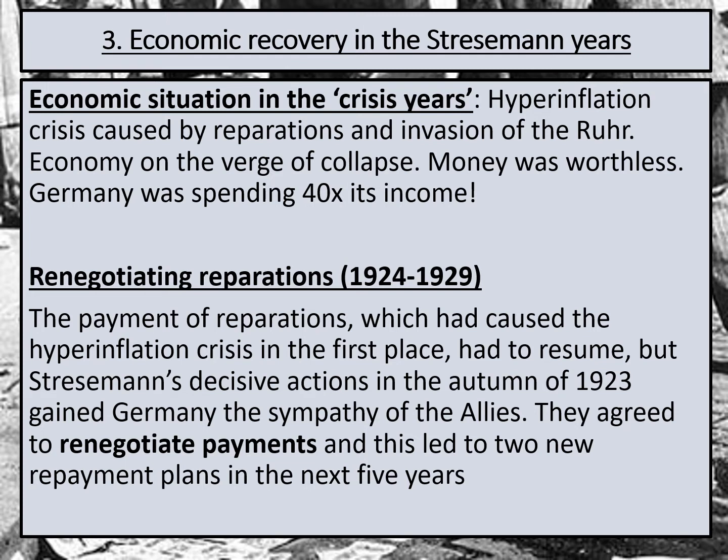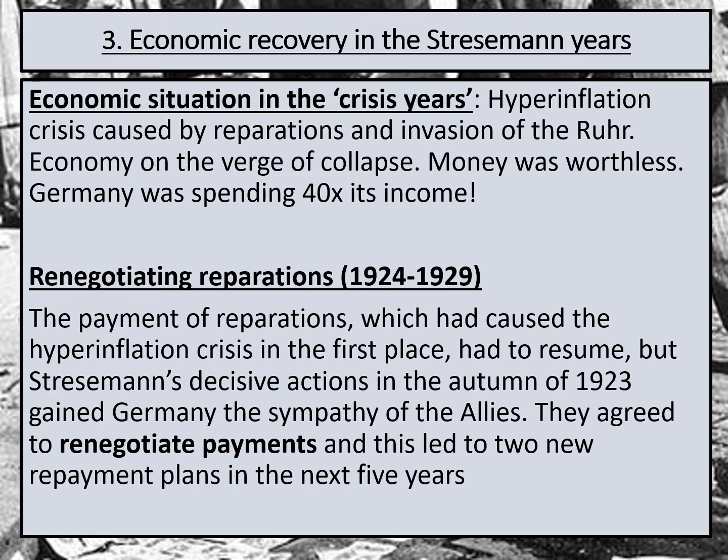The government ordered the workers to go on strike. Because they'd ordered them to go on strike, they had to keep paying them, but they didn't have the money, so they printed more paper money. That led to the collapse of the economy, essentially, and money became worthless. And at this point, Germany had been spending 40 times its income. The economic situation was unbelievably desperate.